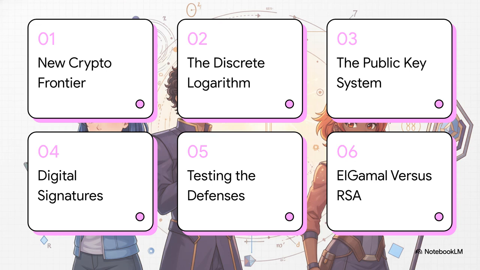All right, here's our roadmap for today. A new cryptographic frontier, math, the discrete logarithm, the public key system, digital signatures unlocked, testing the defenses, and we'll wrap up with ElGamal versus RSA.